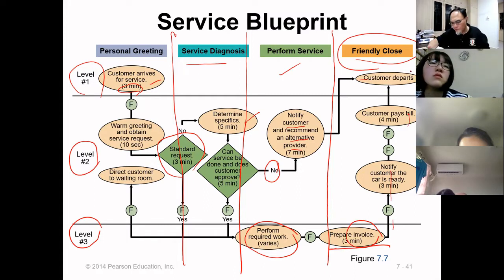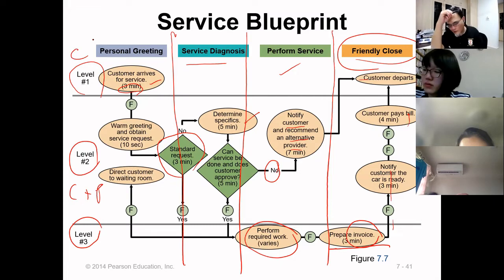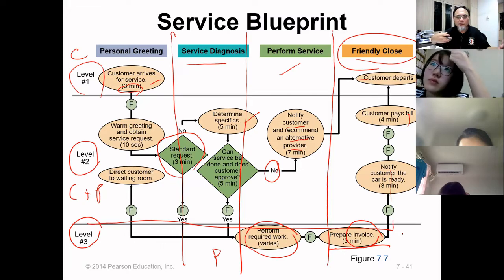So this level one is customer controlled. This is the customer level. This is customer only. B is interaction between customer and provider. Here there is no customer. This is only provider, the customer is not involved. This is the back room. You know back room? Back room means, you go to a hotel, you only come and see the front desk. Front desk is here.